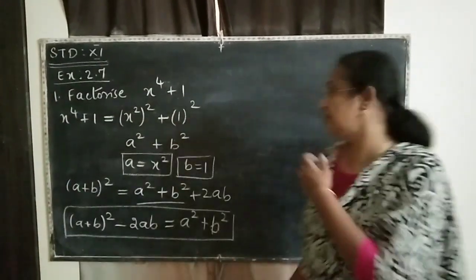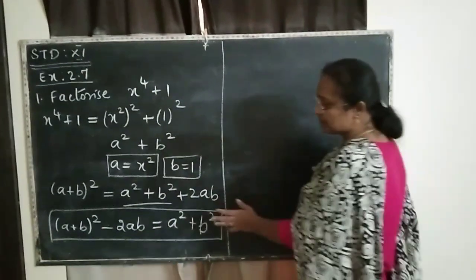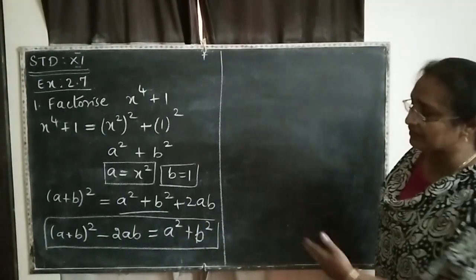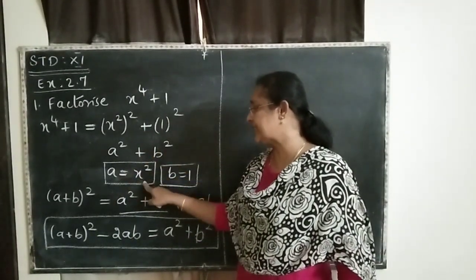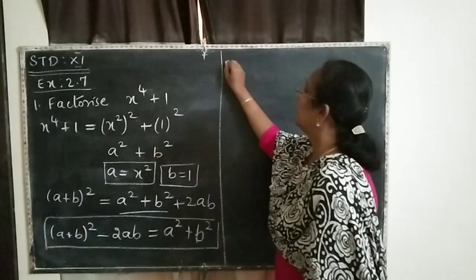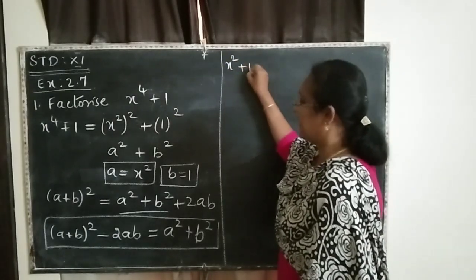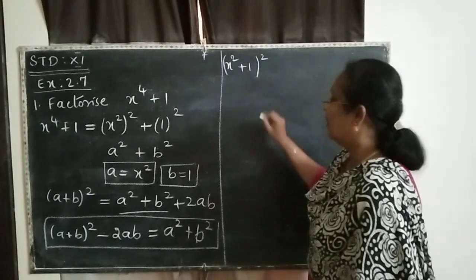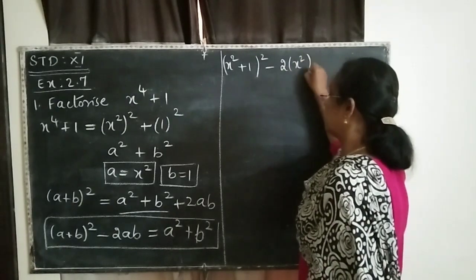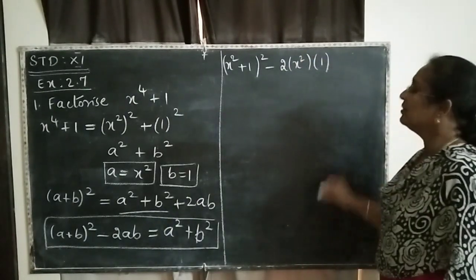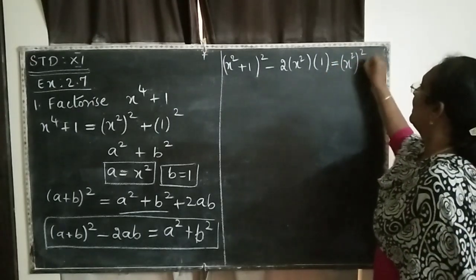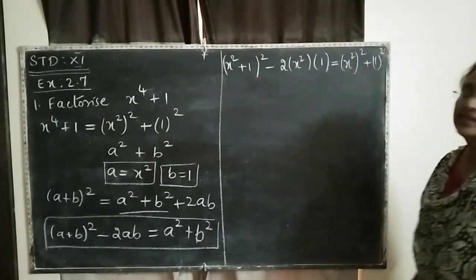Okay, let's see how we are going to factorize it. We are going to substitute the values of a and b in this derived formula. Now we know that a is x squared. What is b? 1. Now substitute. What will be a plus b the whole square? It is x squared plus 1 the whole square. Yes or no? Okay, minus 2 into, what is a value? Again x squared into 1. Yes or no? Equal to, what do we get? x squared the whole square plus 1 the whole square. That is the answer. Is it clear?